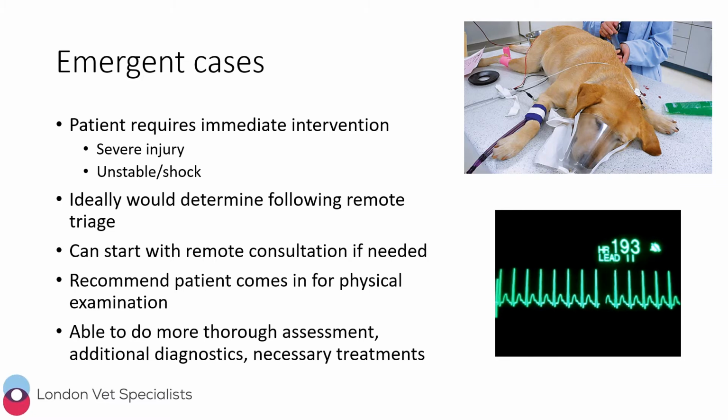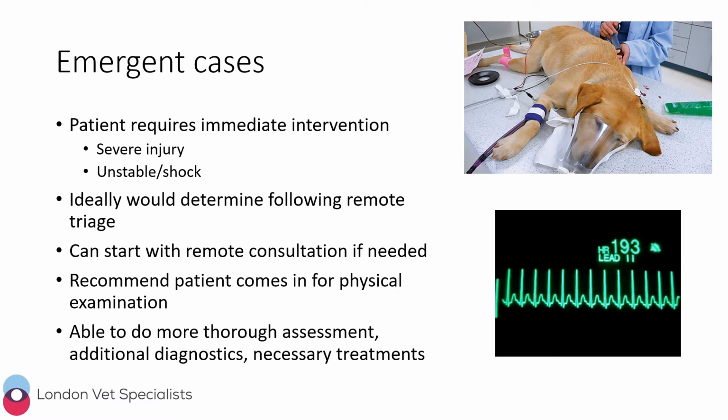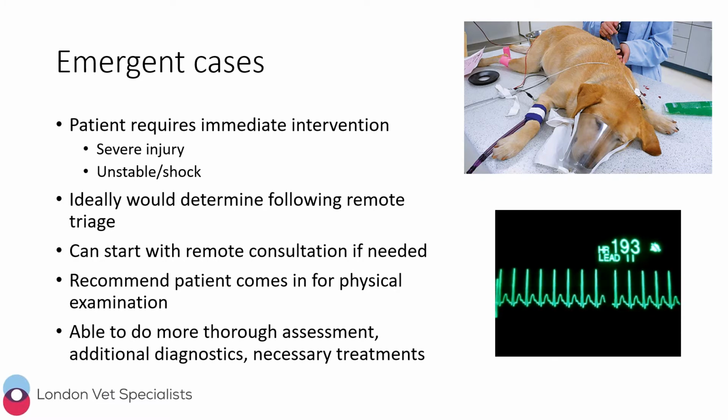First, we will talk about emergent cases and how we categorize patients into this group. These are going to be patients that require some form of immediate intervention. These are patients that have, say, severe injury, they're unstable, or they're really shocky. I'll give some more examples on the next slide. So these are just some bigger, broader categories for now.